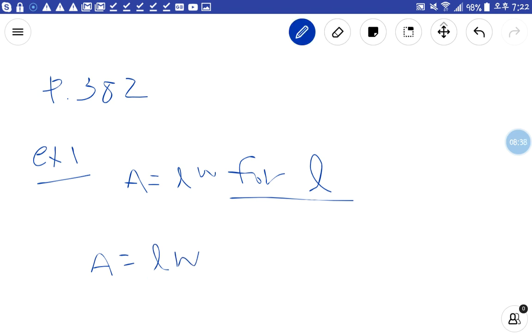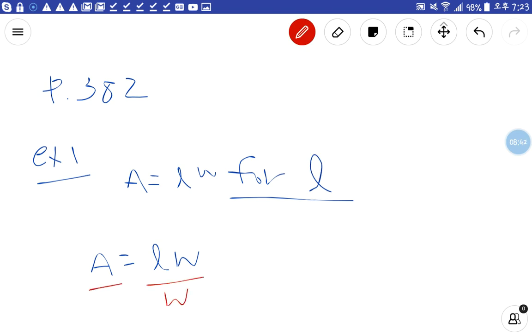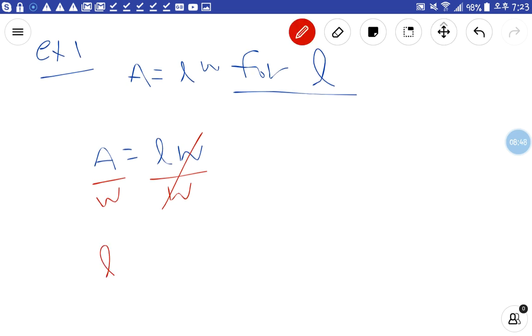What should I do? I'm going to divide by W on each side so that I can cancel this W out, correct? Then your answer L would be A over W. That's going to be the answer. It's pretty simple, right? So I need you guys to work on quick check 1 by yourself, and we're going to check the answer together.